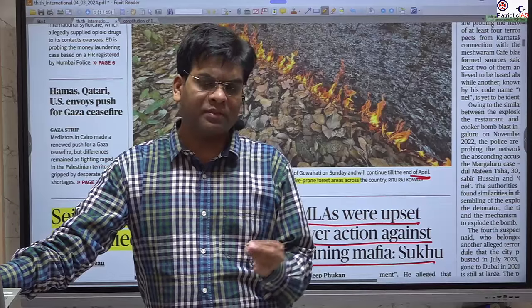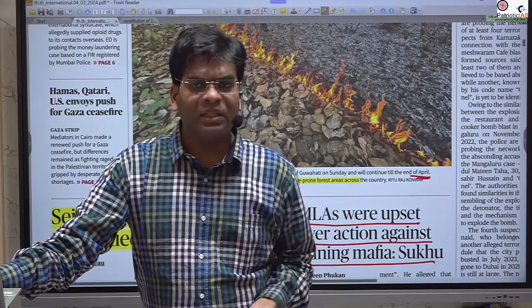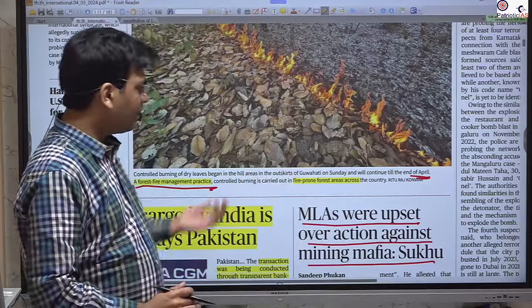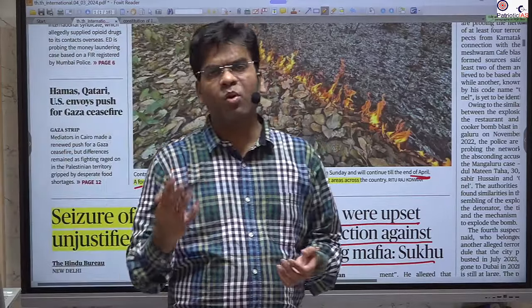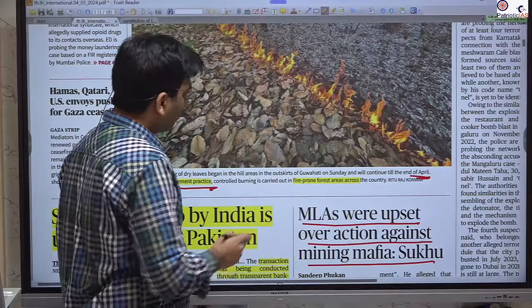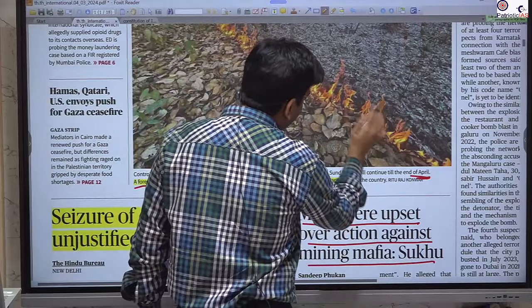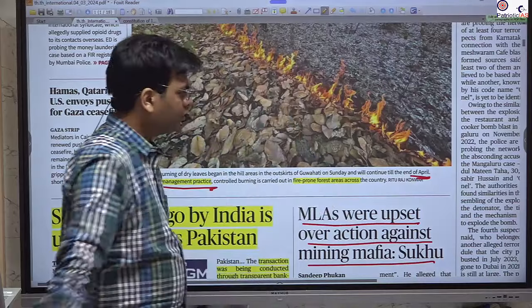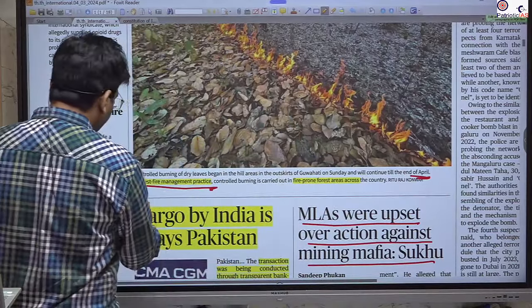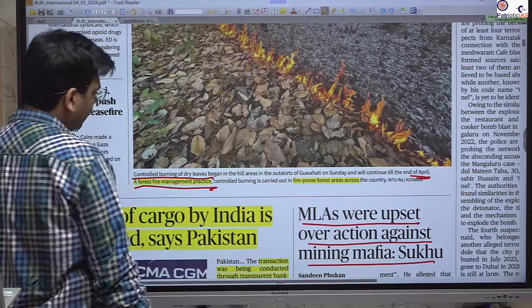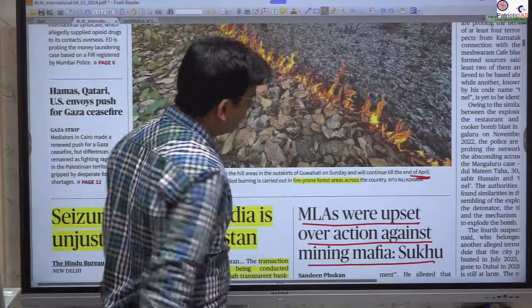But during the summer, these leaves and tree branches are dry, there is heat, and that's why there are more and more chances of forest fire. So by April, we try to remove all these leaves. So please remember, this is a forest fire management practice, that they begin to burn down all these things.